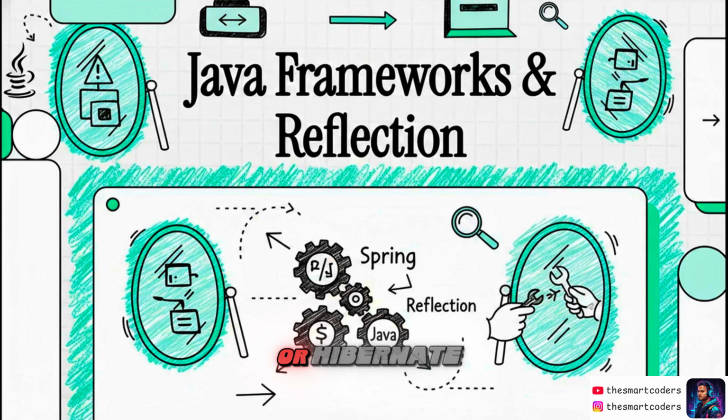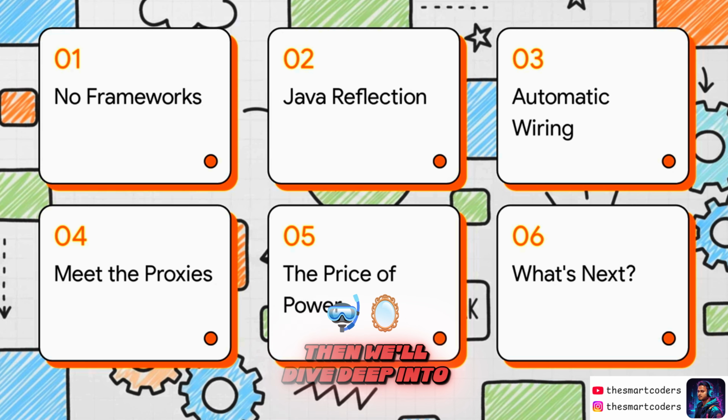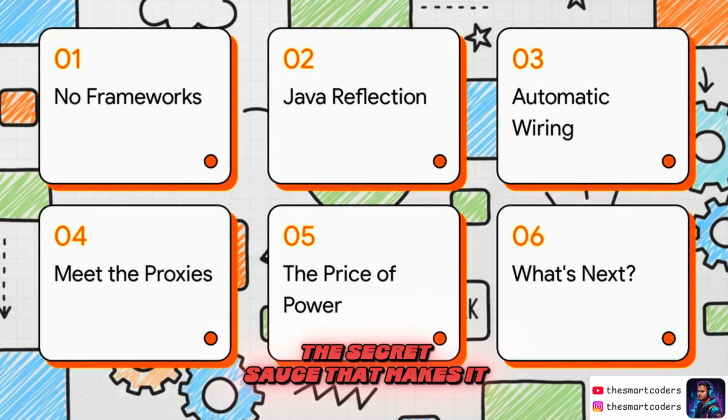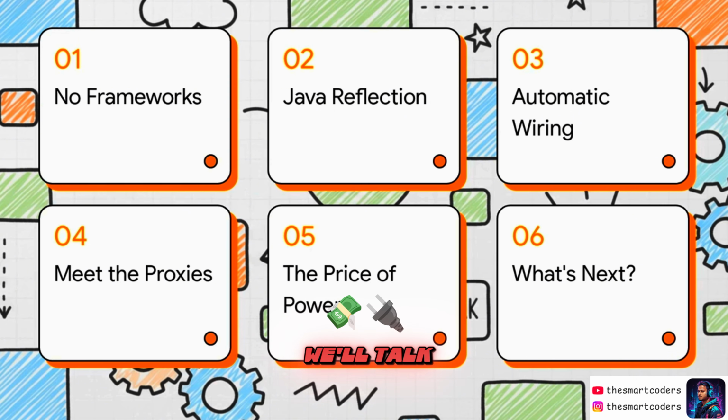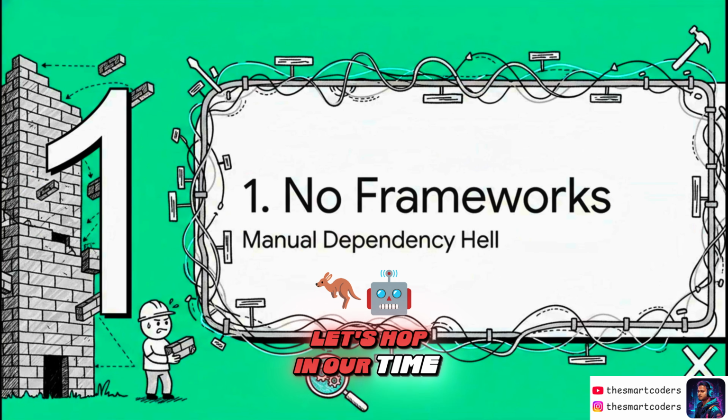It's a fascinating technology called reflection, and it literally lets a program look at itself in the mirror and change what it sees. So here's our game plan for this explainer. First, we'll take a quick trip to a world without frameworks to really appreciate the problem they solve. Then, we'll dive deep into Java Reflection, the secret sauce that makes it all possible. We'll see how it pulls off automatic wiring and how it uses these secret agents called proxies. And finally, we'll talk about the costs of all this power and what's coming next. All right, let's hop in our time machine.